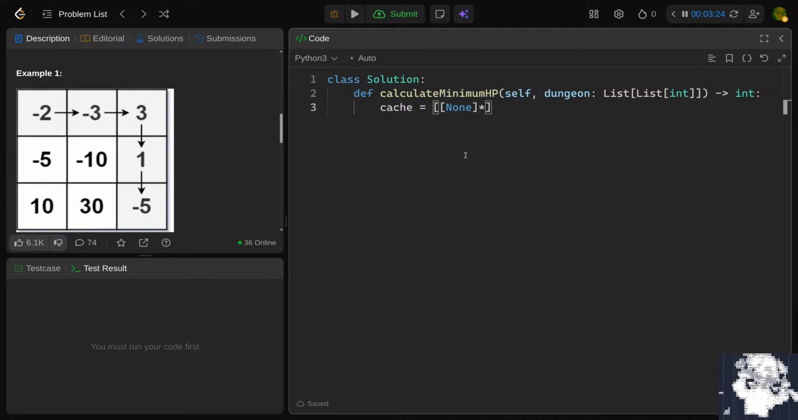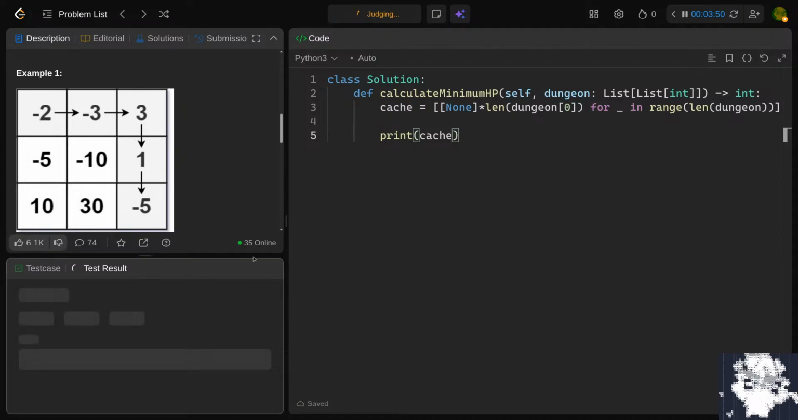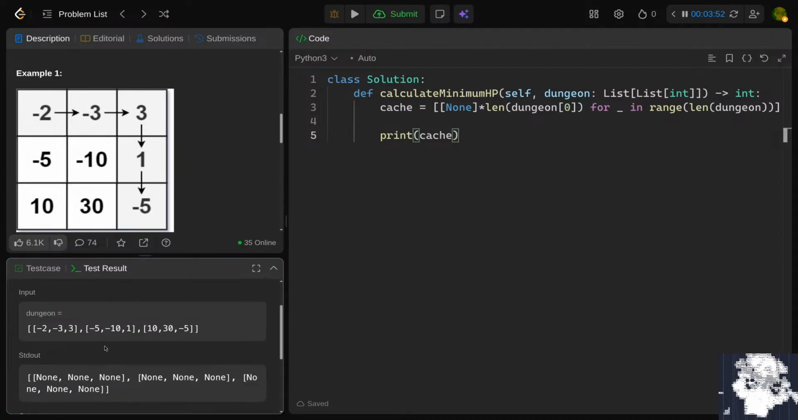times len of dungeon of 0 for blank in range of len of dungeon. Let's just print that to make sure that's the right size. Yeah, that looks like the right size.